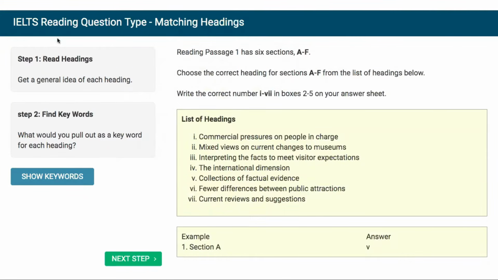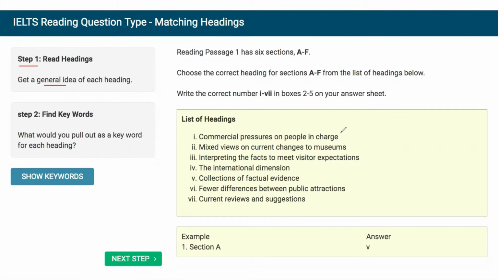All right, so moving on to step 1, we're going to read the headings, and we're going to get a general idea of what each heading is about. Remember earlier I told you that with time and practice, you can combine step 1 and step 2. But for this step-by-step example, we will break it down and do step 1 on its own. So we're just going to read the headings.